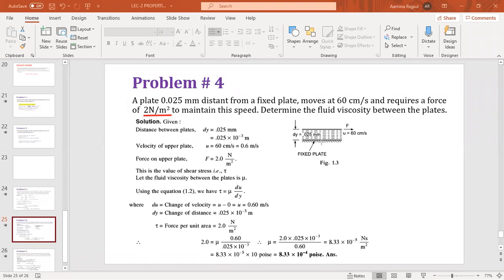So we have a fixed plate, a static plate, and on top of which we have a liquid whose viscosity is to be determined, and on top of it, a plate moving with a shear stress of 2 Newton per meter square. So we are going to use the same formula. This shear stress is equal to mu du over dy. So kindly take out your paper and pen and try to make these calculations.